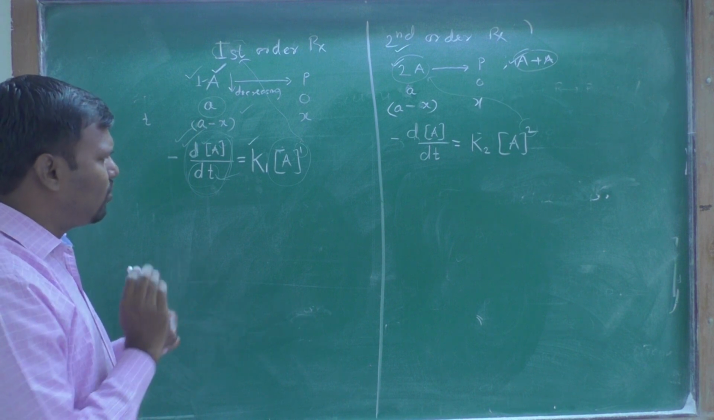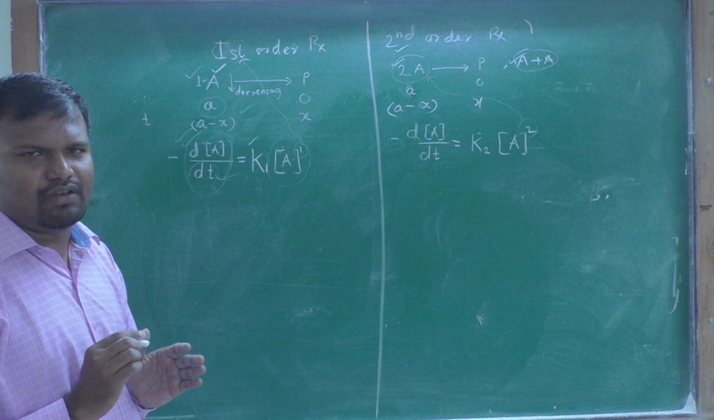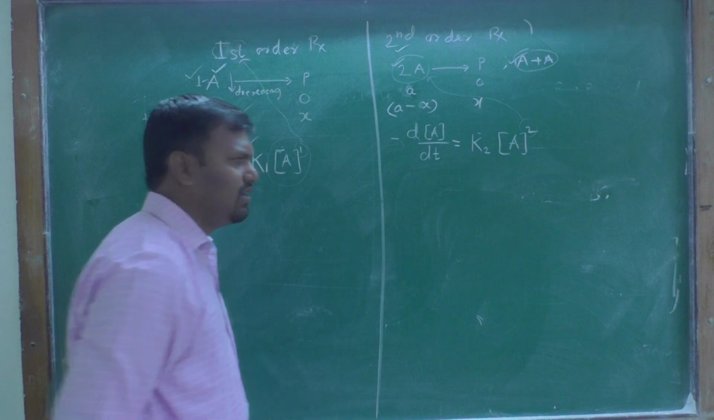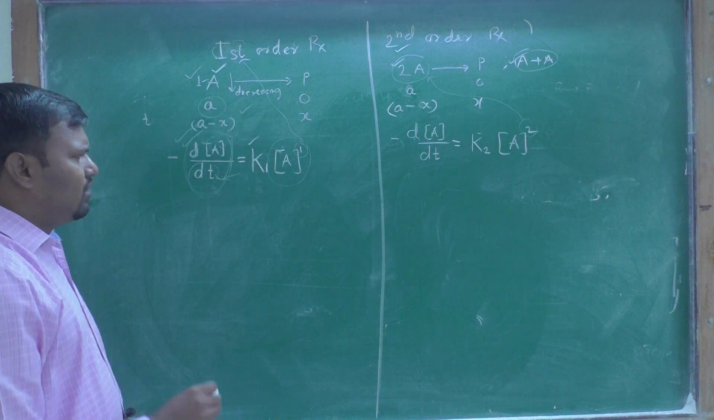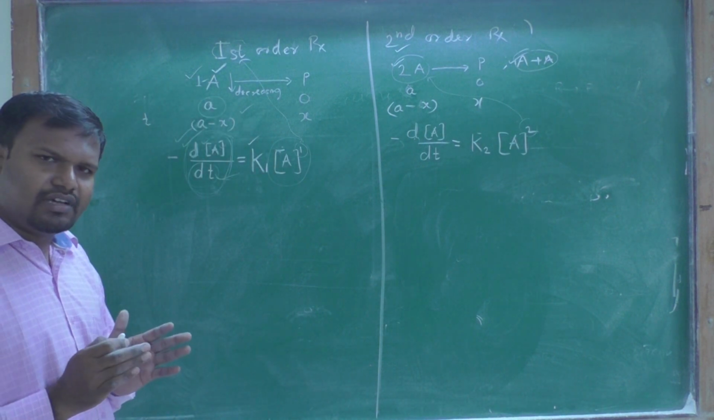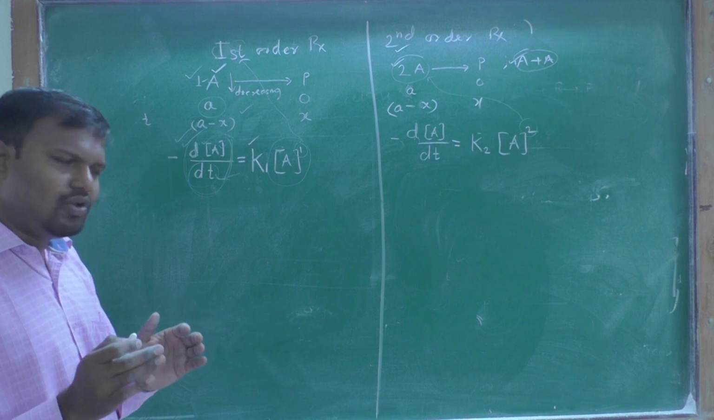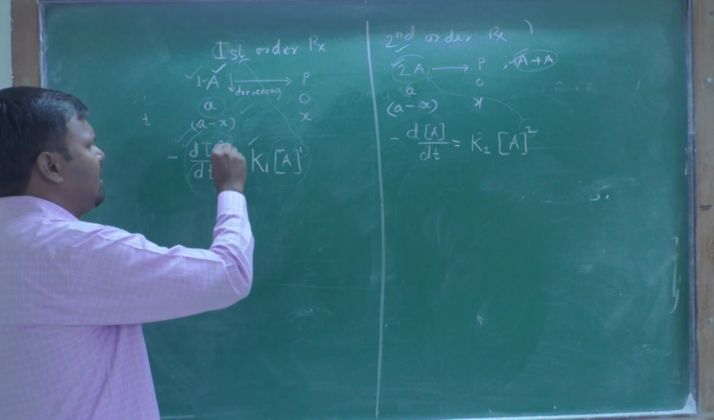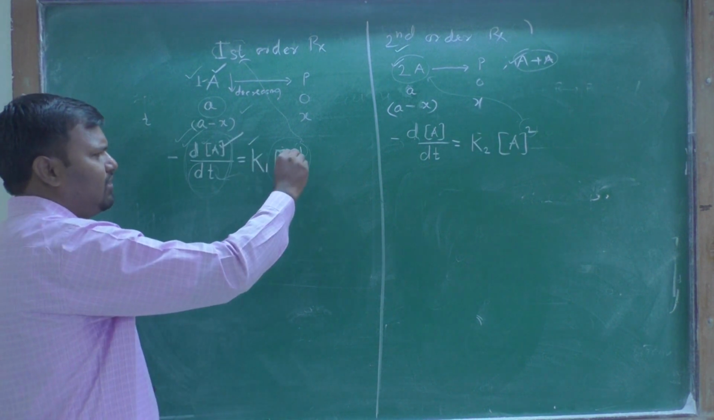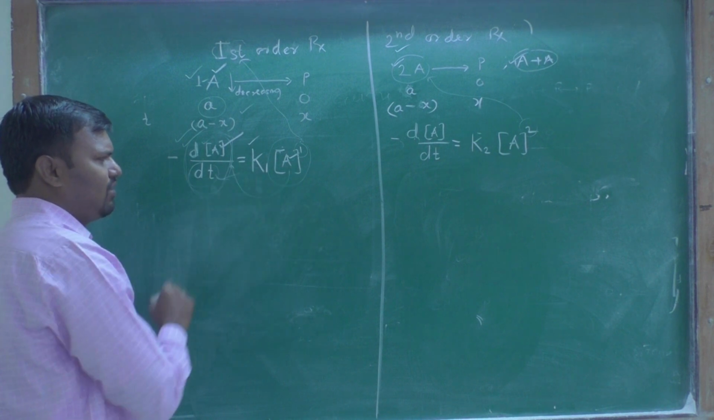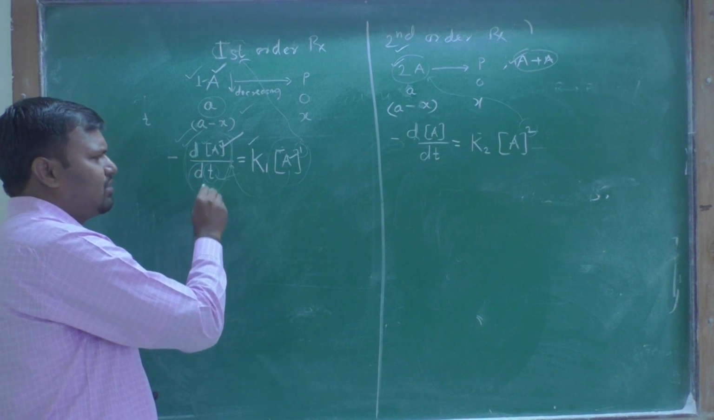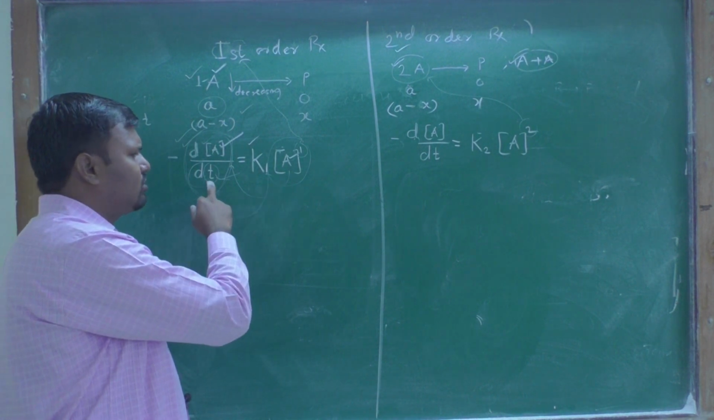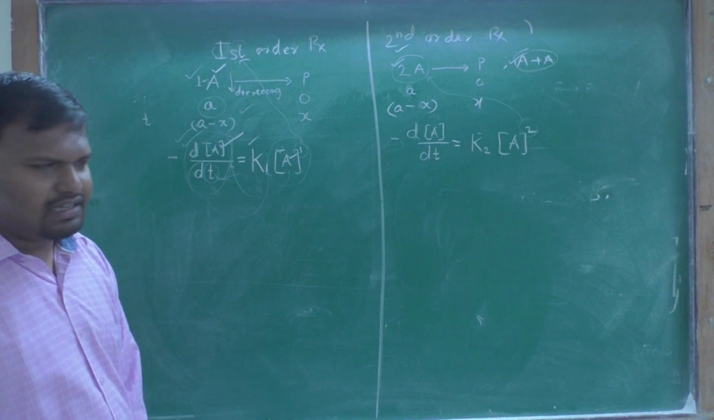Therefore for the total change, how do you calculate it? By integrating it. Remember that it is also by integrating it. For the integration, the same terms you have to carry to the same side. Therefore A is the same term, so you have to carry it to this side. A and t are not on the same side, therefore dt will go to the right hand side.